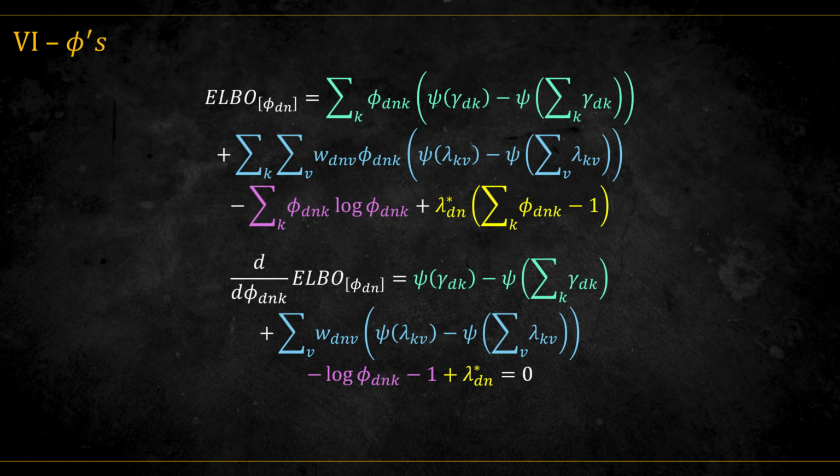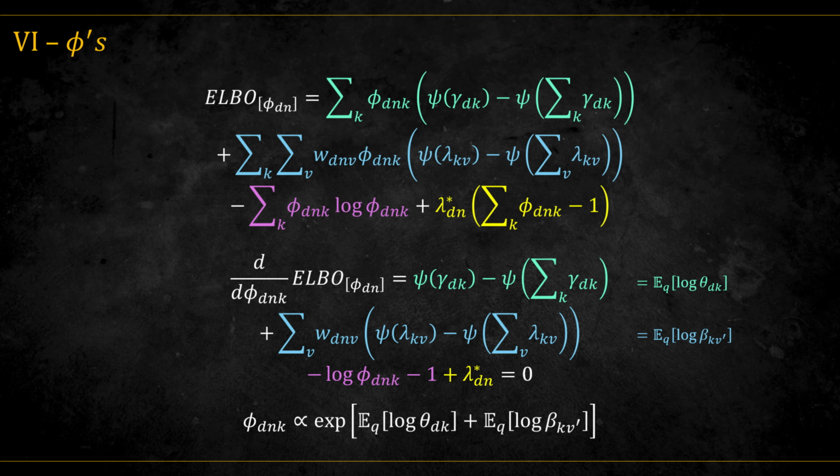Notice that the first turquoise term is actually the expectation of log theta dk, and that in the second blue term, only one w won't be 0 since w dn is a 1-0 vector. Suppose it's the w associated with the word v prime. So this will be equal to the expectation of log beta of topic k and word v prime. We equate to 0 and get that phi is proportional to e to the power of these terms. The Lagrange multiplier -1 essentially acts as a normalizing constant, making sure that the sum is indeed equal to 1. We get this in practice by dividing these expressions by their sum over k.